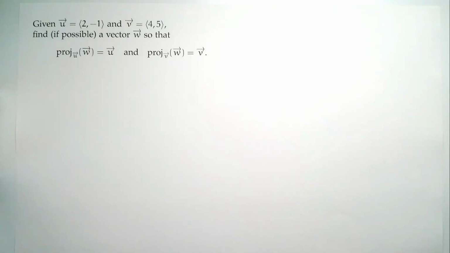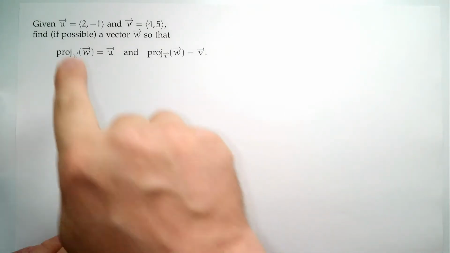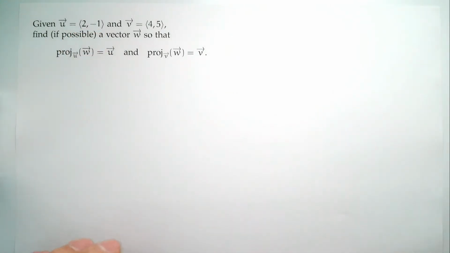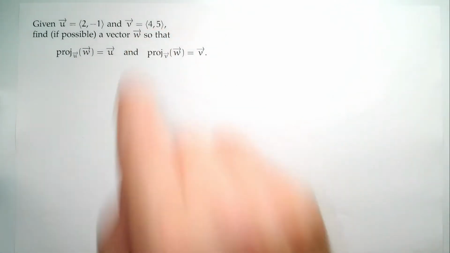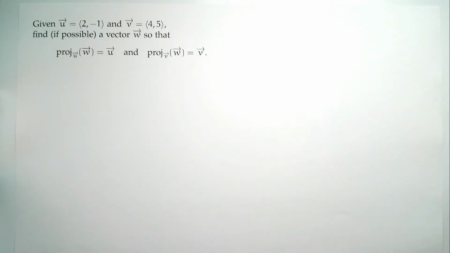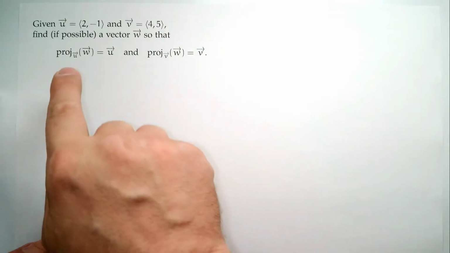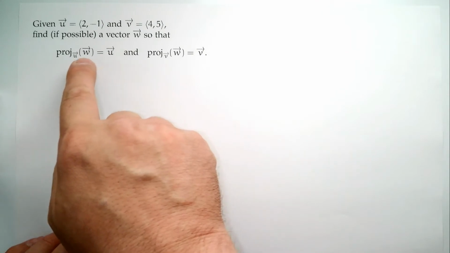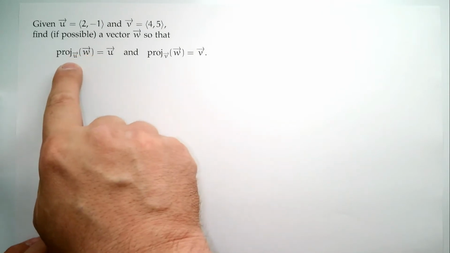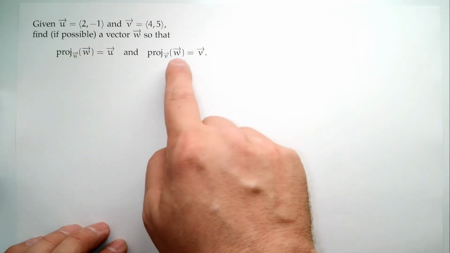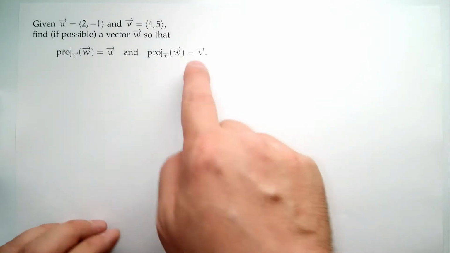So let's do one of our problems here. Suppose we're given a vector u. It's a two-dimensional vector, (2, -1), and we have another vector v, (4, 5). Find, if possible, a new vector w, so that the projection of w onto u is just u, and the projection of w onto v is just v.